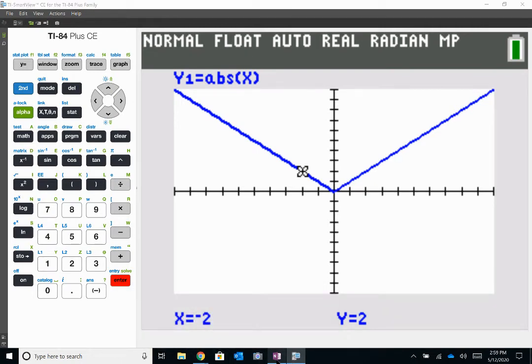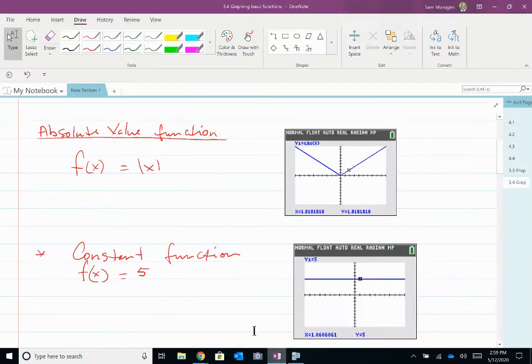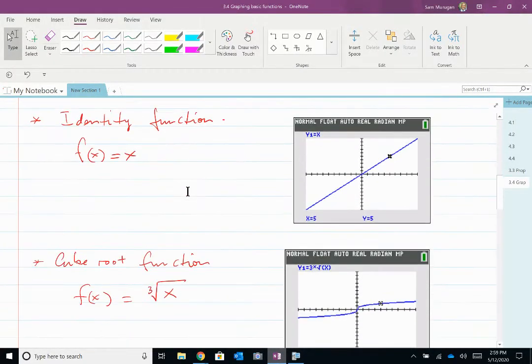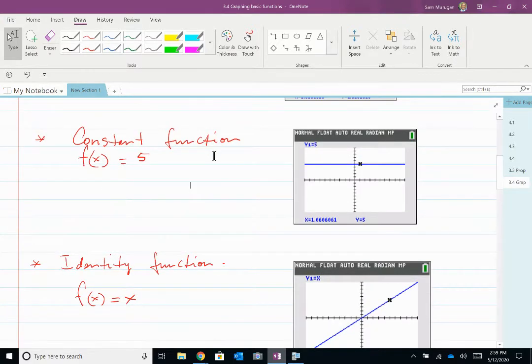Next, we're going to look at the constant function. So the constant function is a horizontal line passing through some point on the y-axis. In this case, I chose f of x equals 5. And we're going to graph that with the calculator.